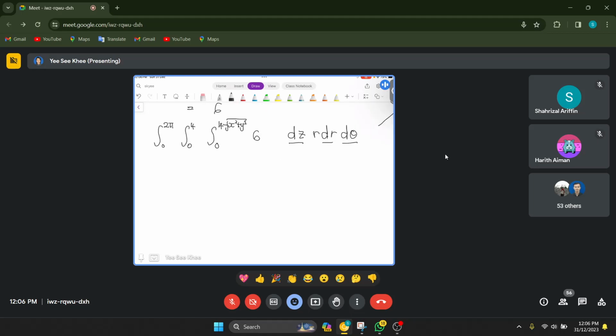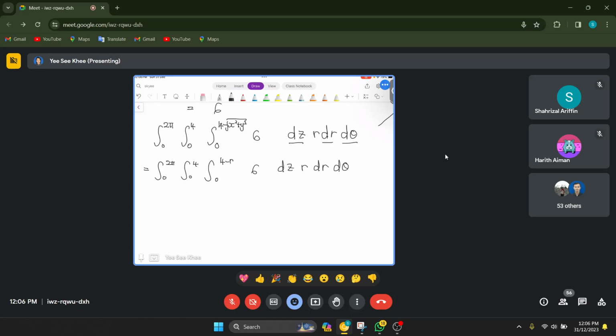Since I want to solve using cylindrical, I don't want to see the xy anymore. So I should rewrite it. So it will be 4 minus r. Okay, 4 minus r. This is 0, this is 6. dz r dr d theta.